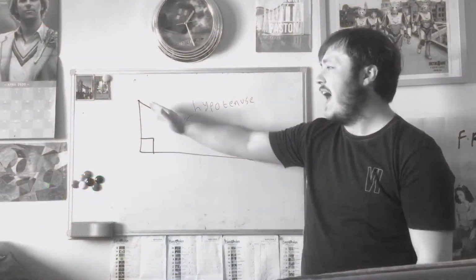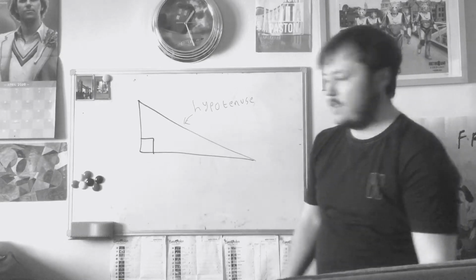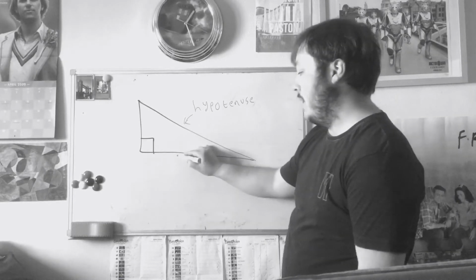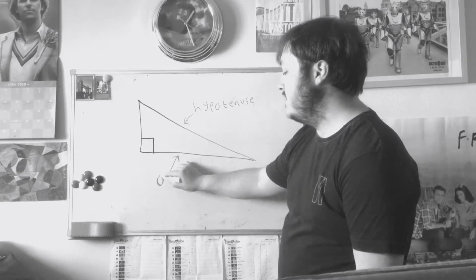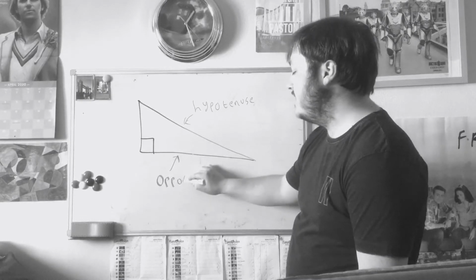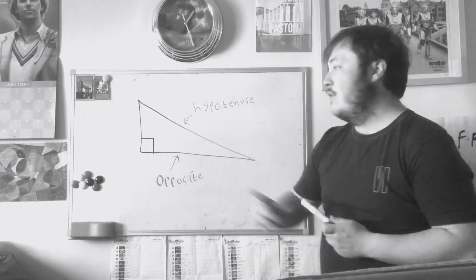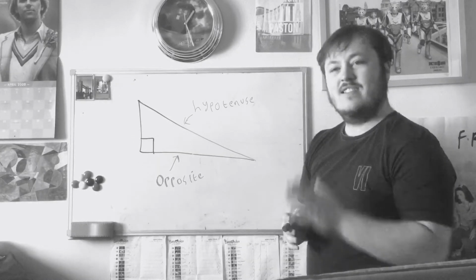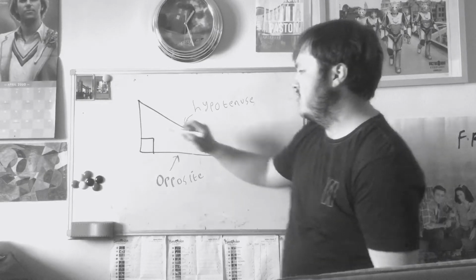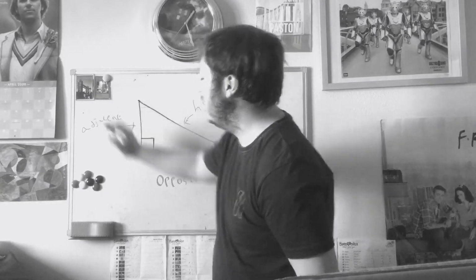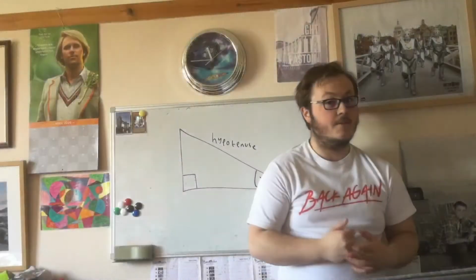Triangle, right, this has to be longer. Now this side is opposite to the hypotenuse, so it's known as an opposite side. Now this side, okay, is quite next to the hypotenuse, so this is known as adjacent to the hypotenuse.